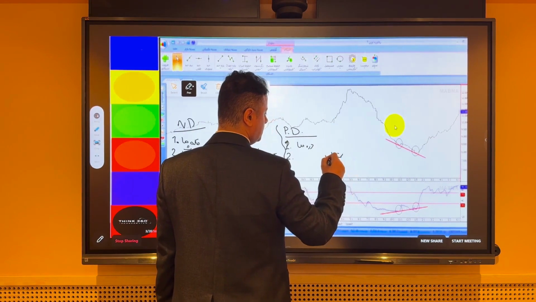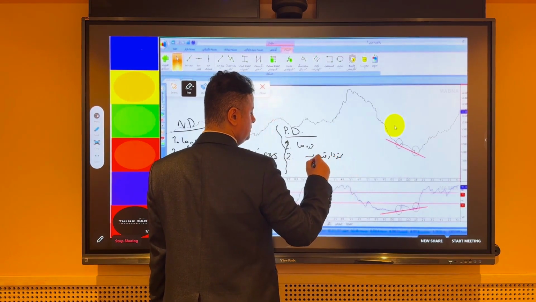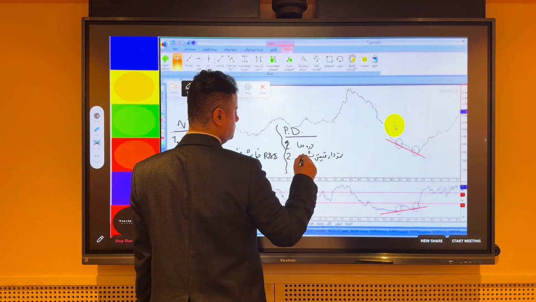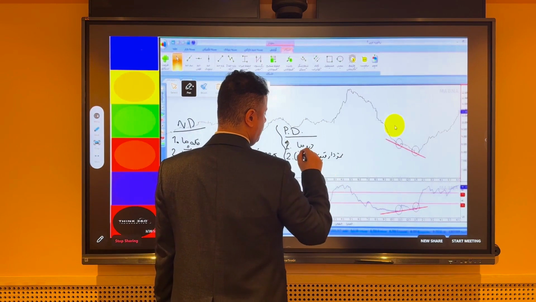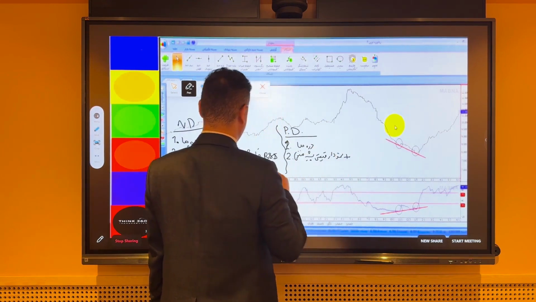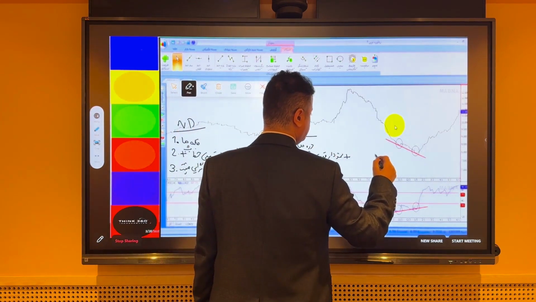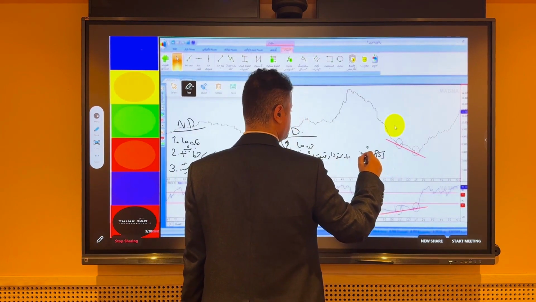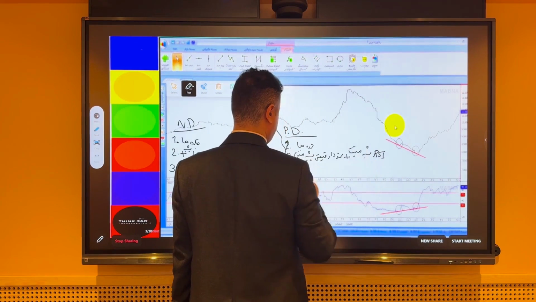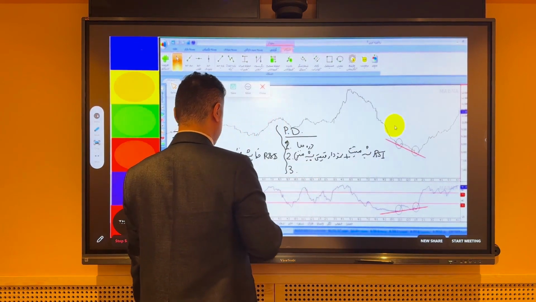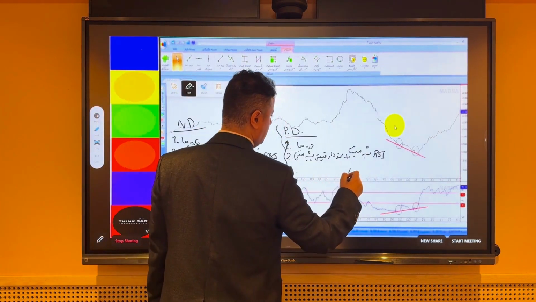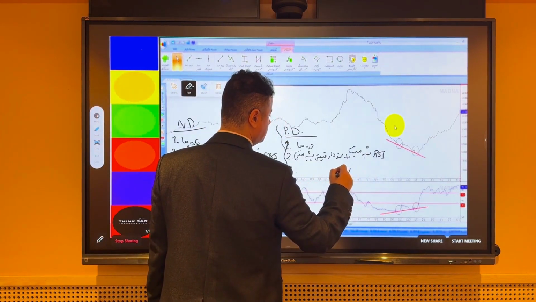The price chart. Slope. Here the slope was positive. Here the slope is negative. And the slope of the RSI is positive. And third, the trend before the divergence was positive. Here the trend before the negative divergence.